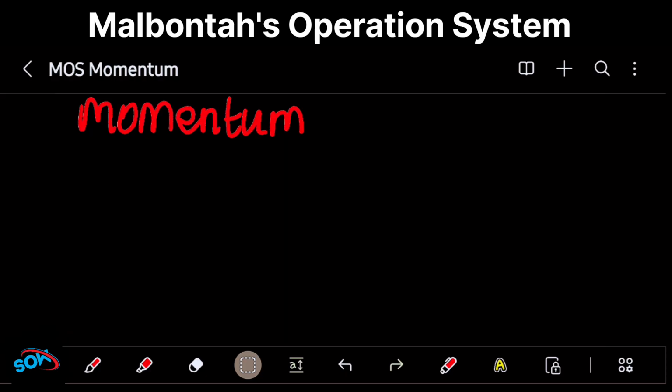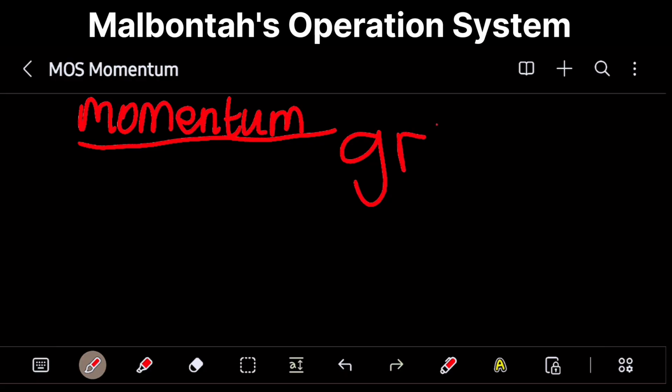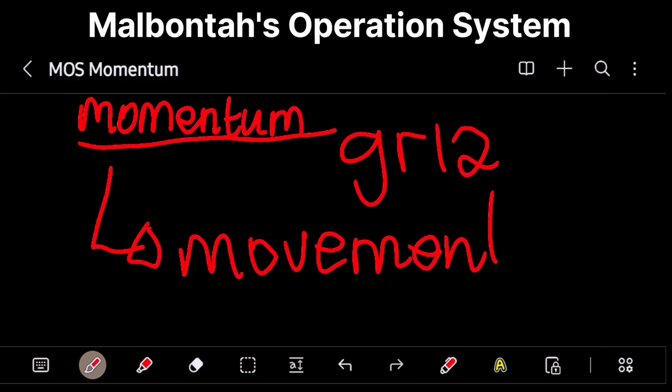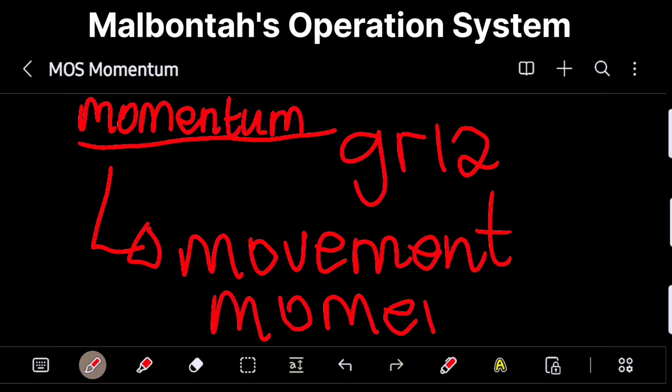Today we will be doing momentum, which is a grade 12 topic. So what is momentum basically talking about? Momentum is basically talking about the movement of an object at a certain moment, and we will be focusing on the movement of an object at a certain moment.